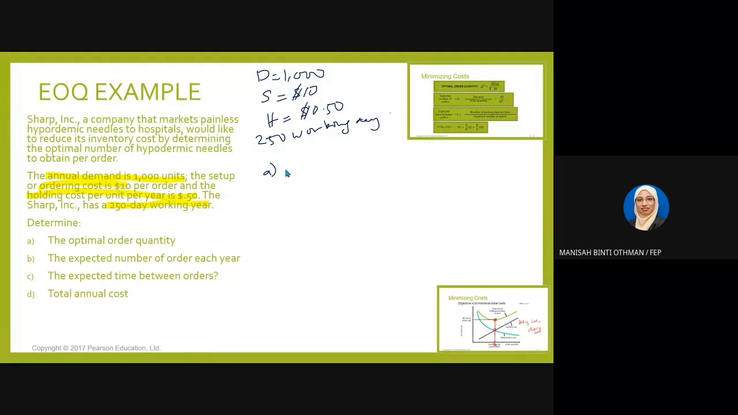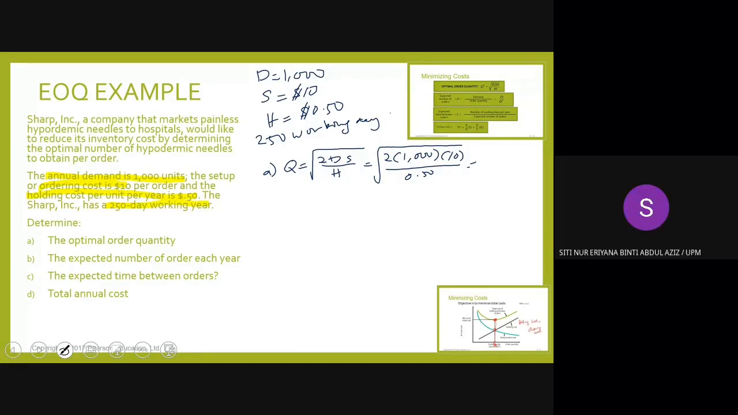Okay, so to calculate the order quantity, Q equals the square root of 2DS divided by H. So that equals 1,000 times 10 divided by 0.50. Someone calculate, try to get the value. 200.